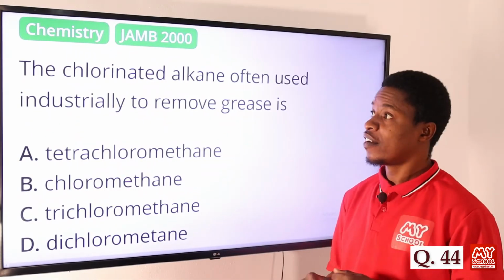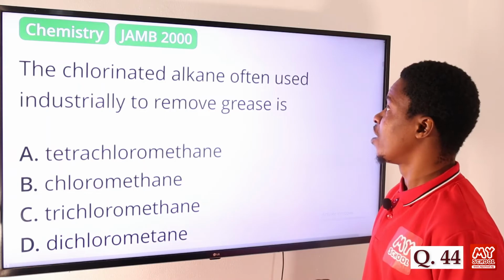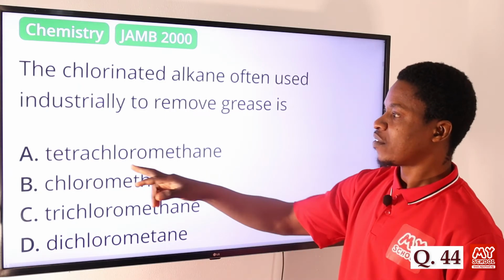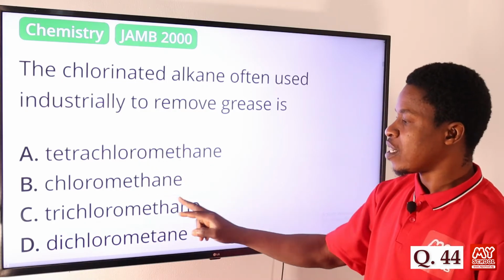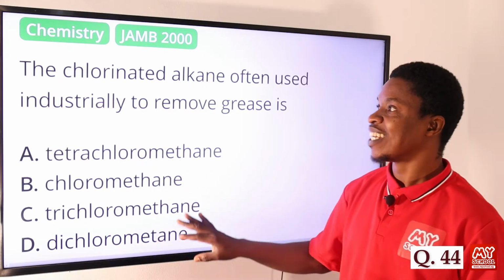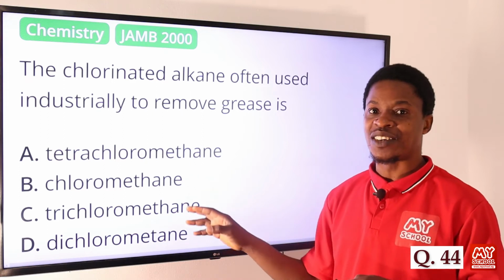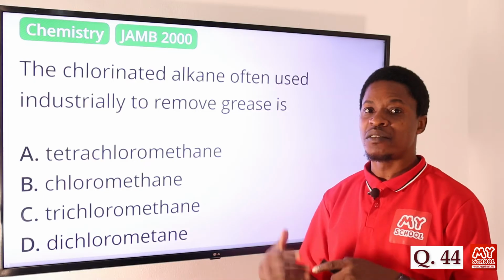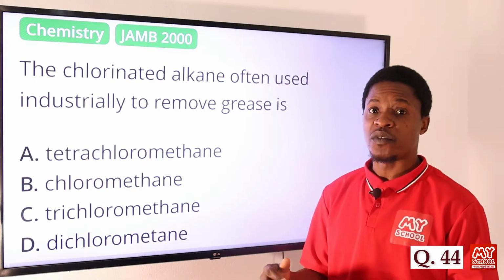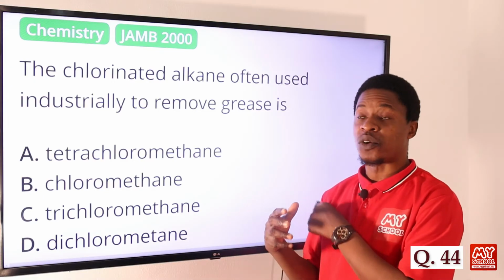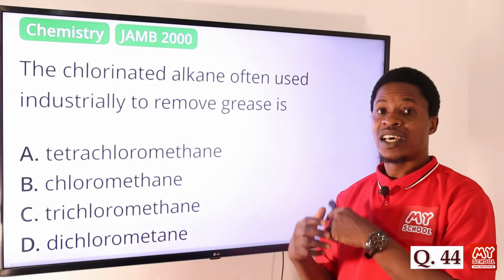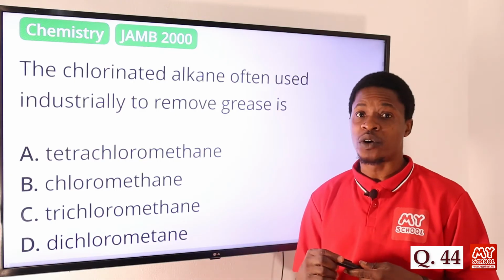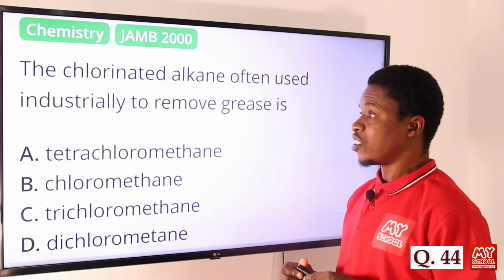Question 44. The chlorinated alkane often used industrially to remove grease is, we have tetrachloromethane, chloromethane, trichloromethane, dichloromethane. All these are chlorinated alkanes, okay? These are products gotten from chlorination of alkanes. When you have CH4, methane, for instance, reacting with chlorine, Cl2, the condition is that it has to take place under sunlight or ultraviolet radiation.